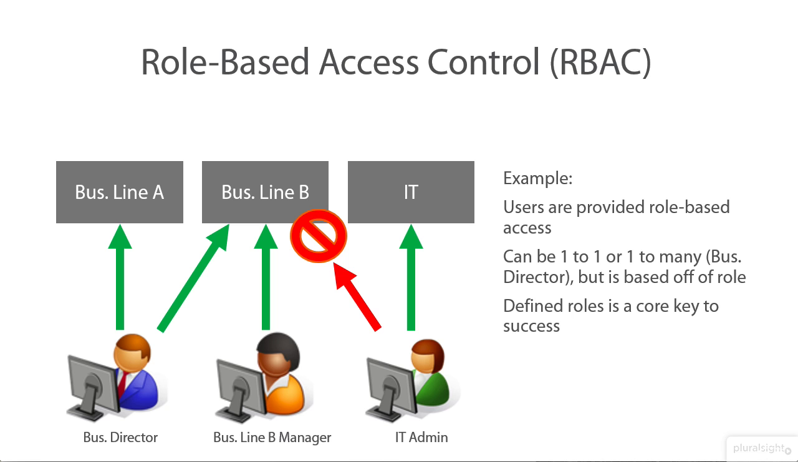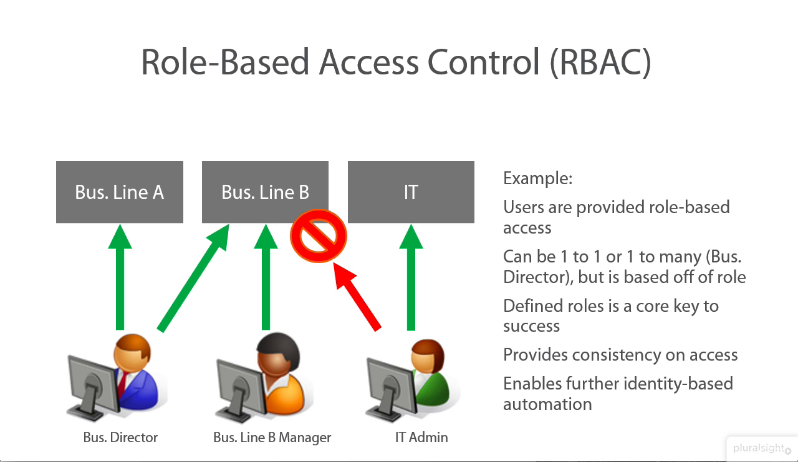Having defined roles is key to the success of RBAC access control methods. But the benefits around consistency of access, especially when onboarding new members to the organization, typically outweigh the cost of the effort. RBAC also enables organizations to successfully implement additional automation around their users' identity and access within the organization.